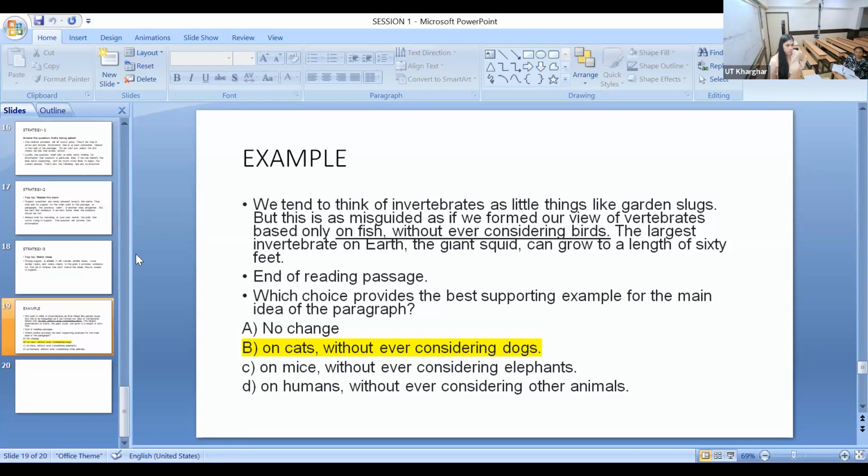No, ma'am. Third option, mice and elephant. Can you compare mice and elephant? No logic. Can you compare humans with other animals? No. If they would have talked about monkey or chimpanzee, I would have agreed, but not with other animals. What about cats without ever considering dogs? Yes, ma'am, dog and cat.